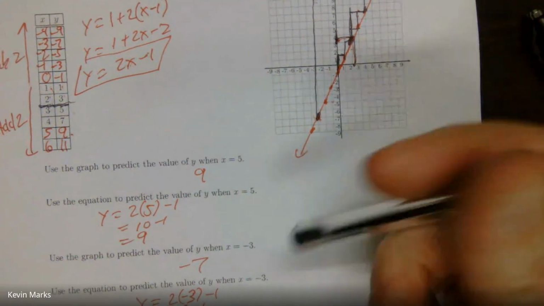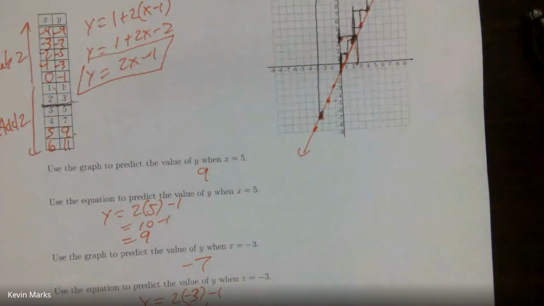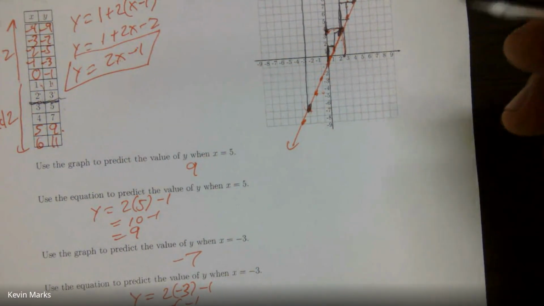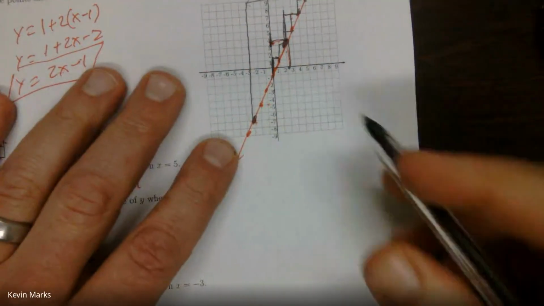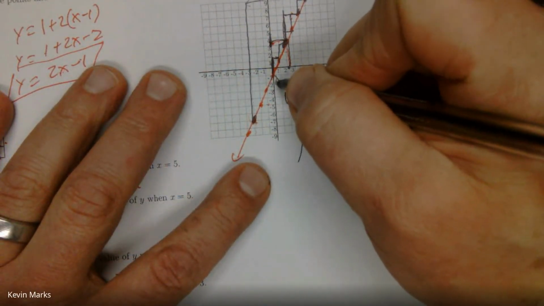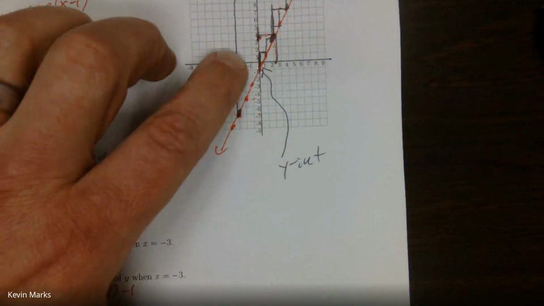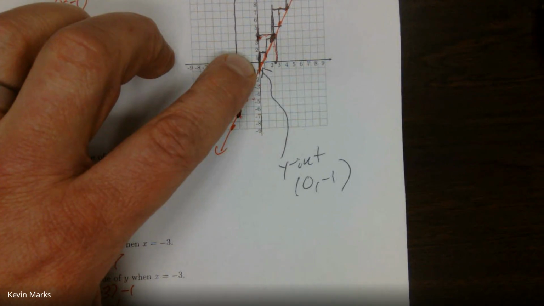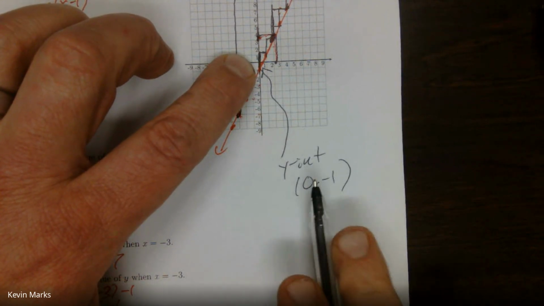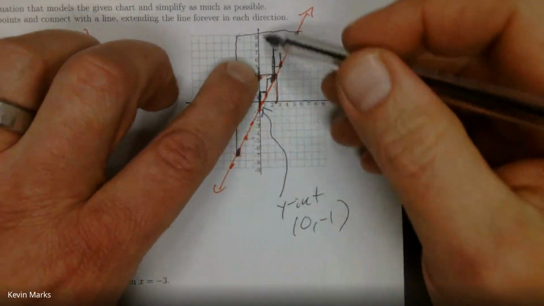Now, that number that we keep adding over and over again is the slope, right? That's the number with the x. That's the 2. But another thing we need to talk about is what's called a y-intercept, right? So I want to state the slope and the y-intercept, but what is the y-intercept? The y-intercept is where the graph hits the y-axis, okay? It hits the y-axis right there at (0, -1), okay?